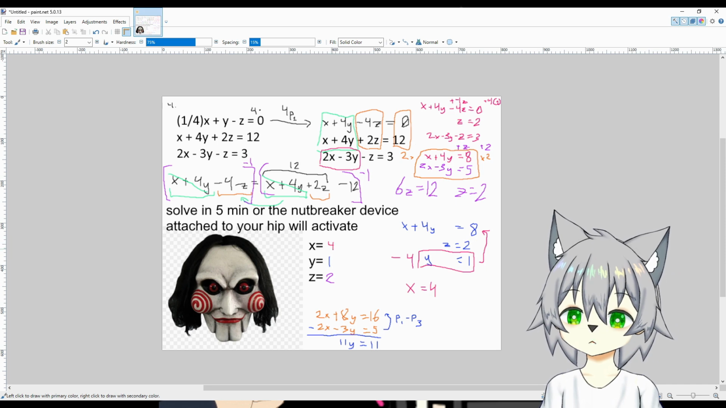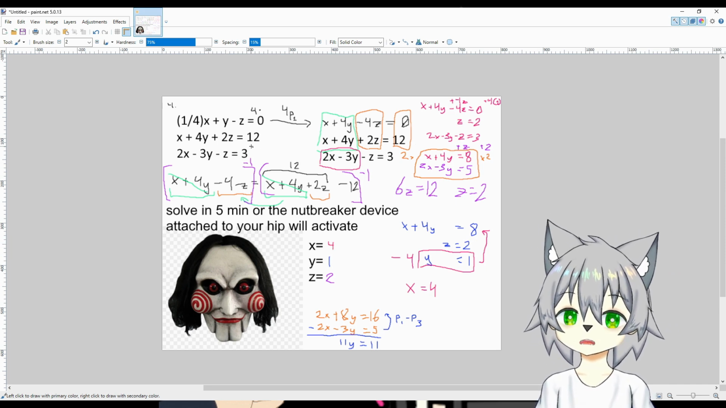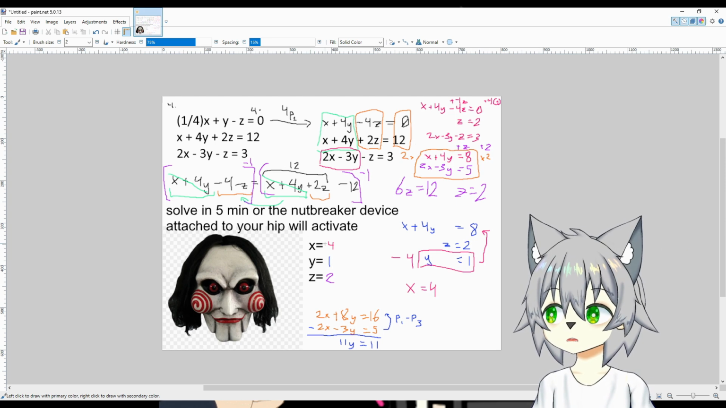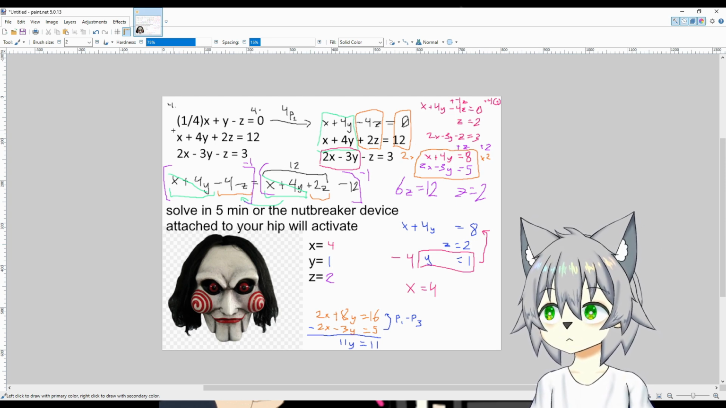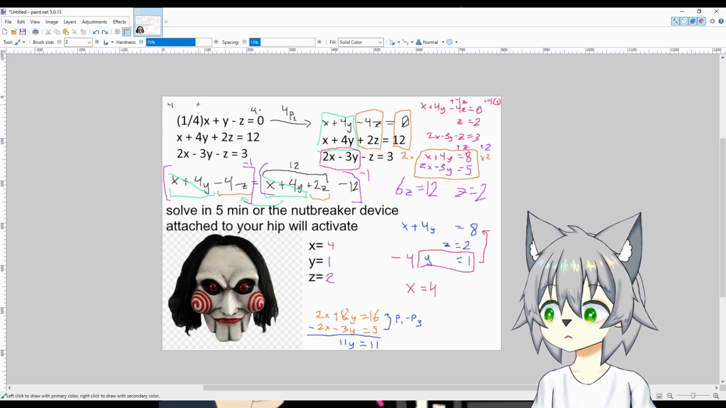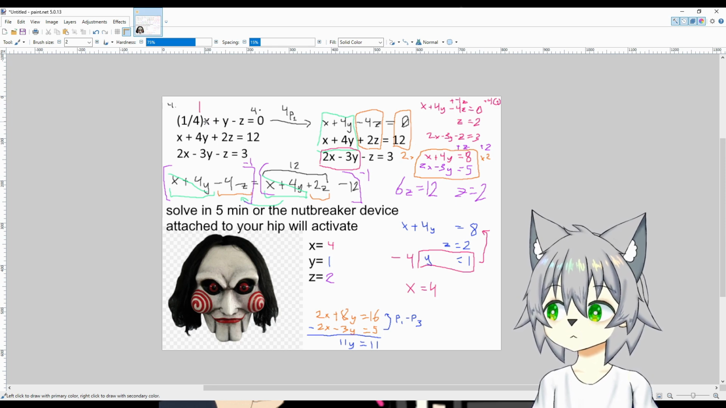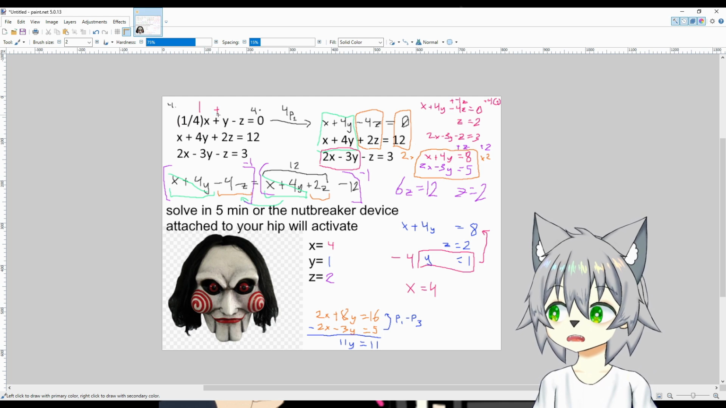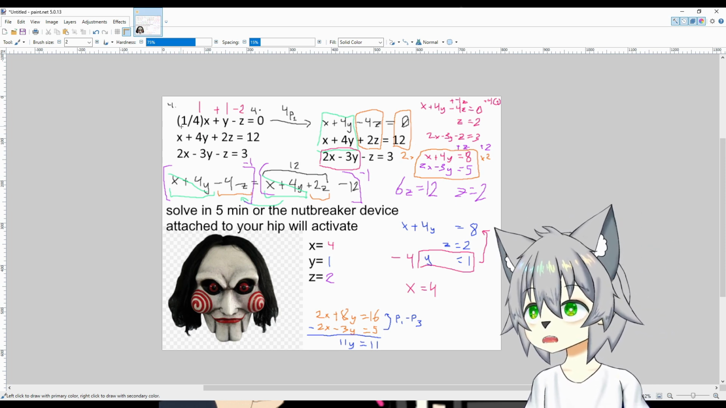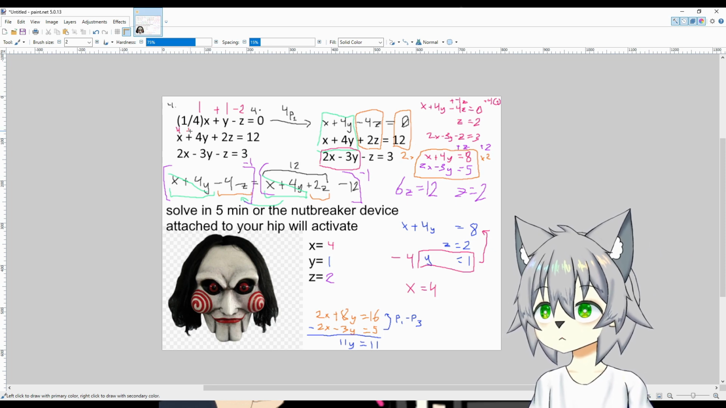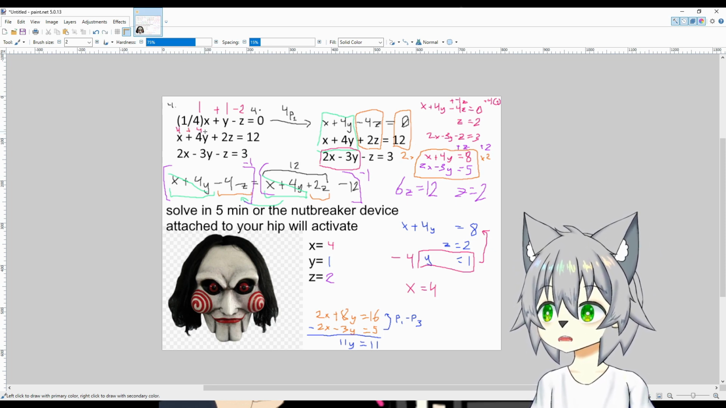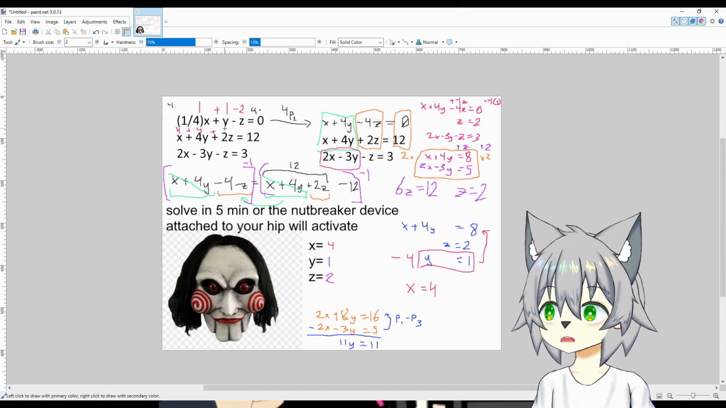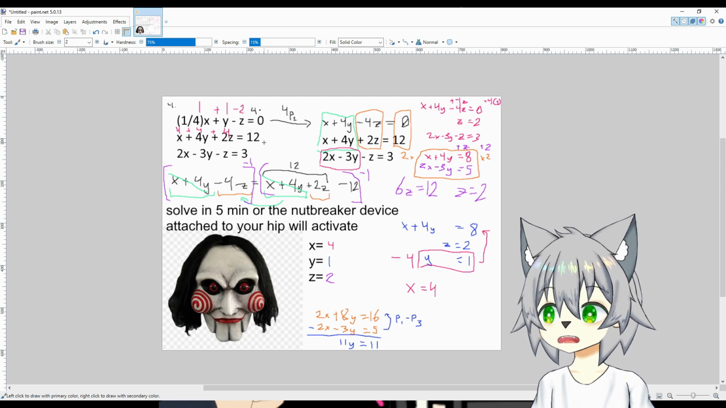So when we have this, if we plug all these in, let's just start with the first one because it's easy. We get 4, because x is 4, plus 1 minus 2. Hey, that equals 0. That works out. Then we have 4 plus 4 plus 4. Hey, that's 12 too. Awesome.